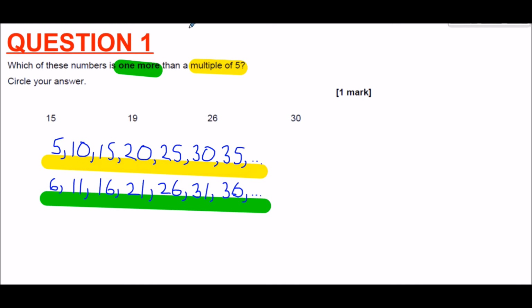So from these numbers we can see that 26 is an option and 26 is listed here. 26 is one more than 5 times 5. And so the one we want to circle for question 1 is 26.